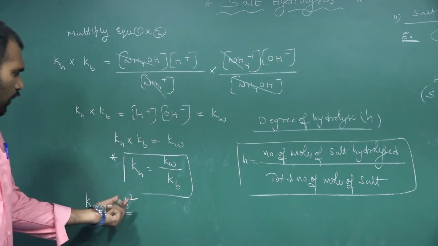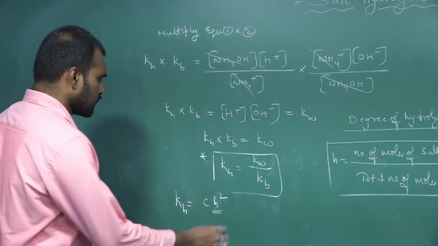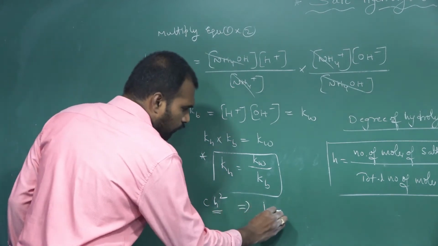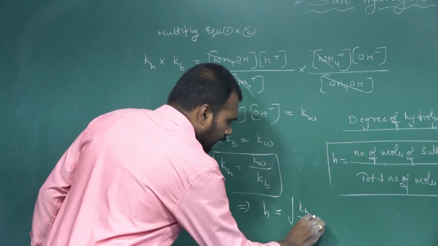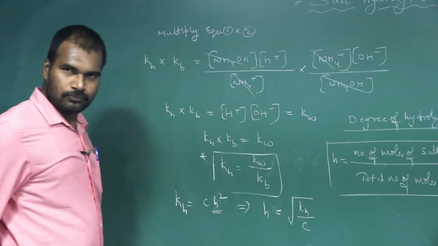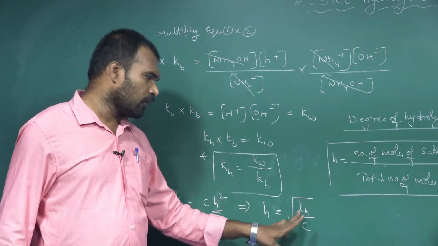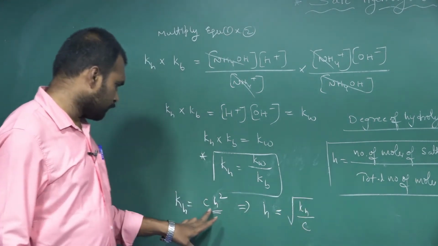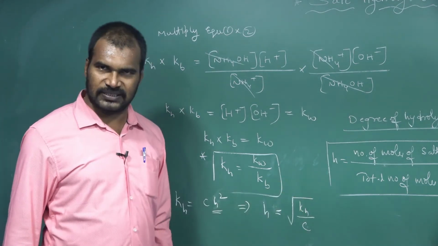So in the place of alpha we use h here. Kh is equal to Ch square. From that, the degree of hydrolysis h is nothing but the square root of Kh by C. So h square is equal to Kh by C, h is equal to square root of Kh by C.